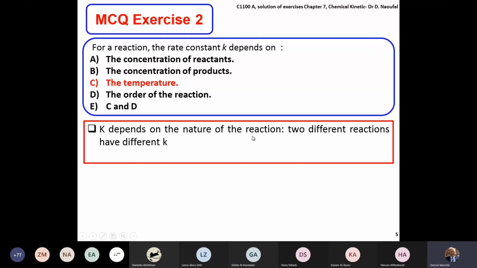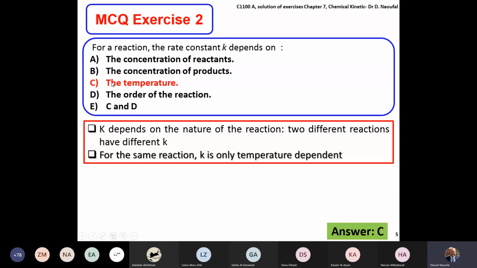K depends on the nature of the reaction. Two different reactions have different K. For the same reaction, K is only temperature dependent, and the answer is C.